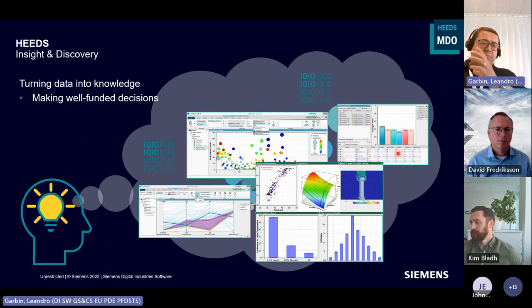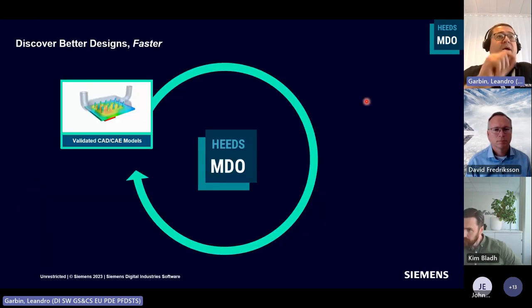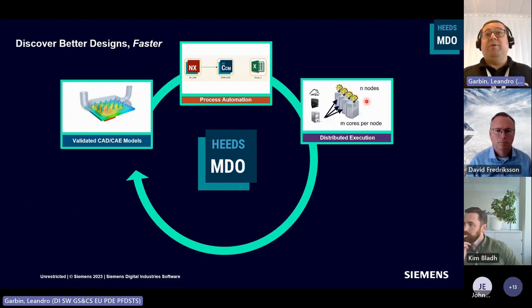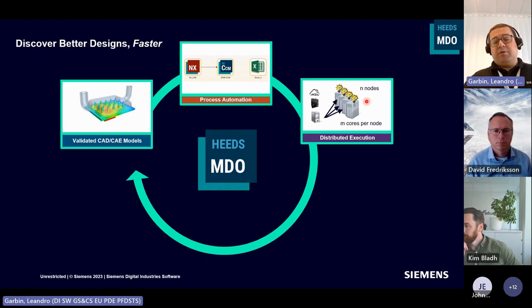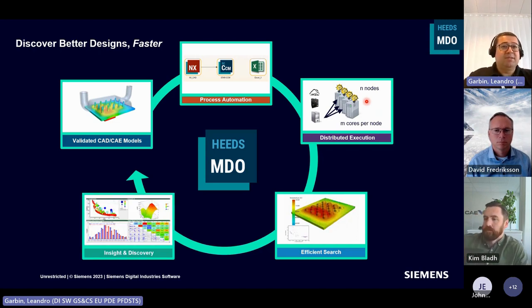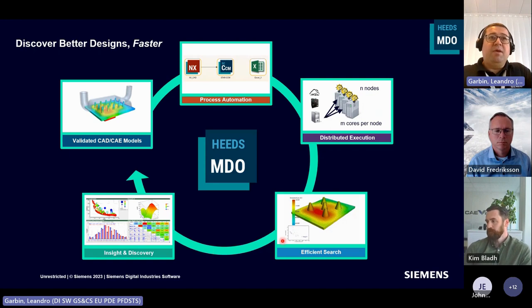So process automation is our first one. And then over here, we can summarize. As soon as we validate the CAE and CAD model, we can create the workflow and automate the workflow. That is our first pillar, process automation. The second one is distributed execution, where you can run locally, or you can run in a cloud, or you can run in a cloud in a cluster. We can find an efficient search. This is made by our very efficient algorithm called Sherpa that is embedded in HEEDS. And the last one is insight and discovery. So our four main pillars are over here: process automation, distributed execution, efficient search, and insight and discovery.